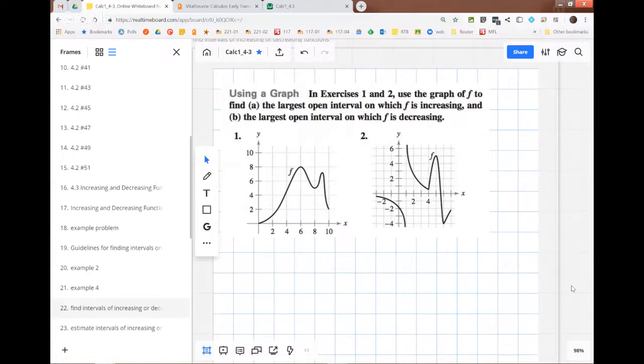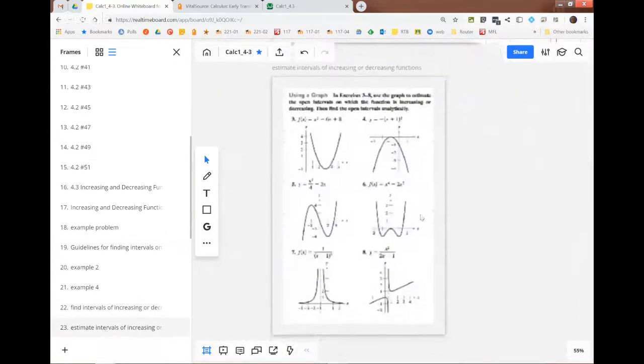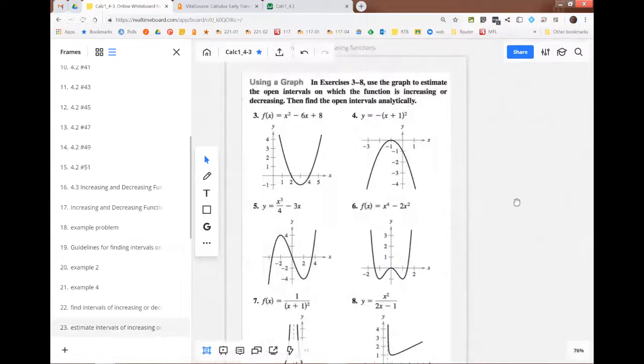And what's the largest interval for number 1 where it's decreasing? Well, it's decreasing from 6 to 8, and it's also decreasing from 9 to 10? So 6 to 8 would be the longest decreasing one. Okay, you get the idea there. So they're just getting you into the mood with some more visual problems.